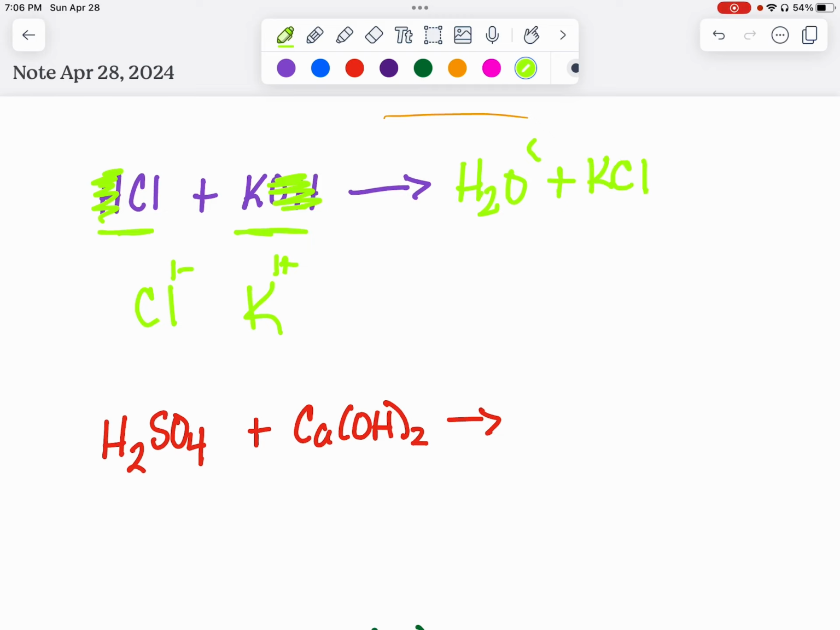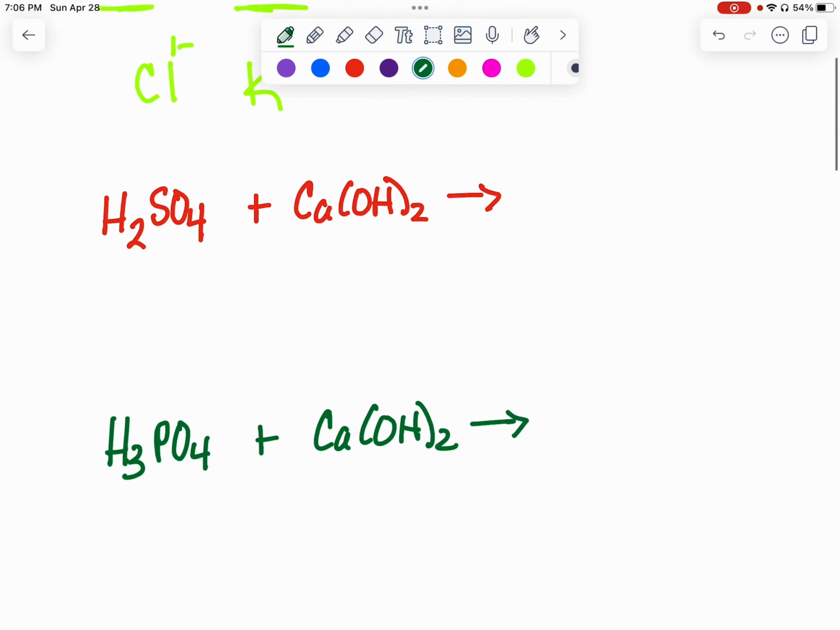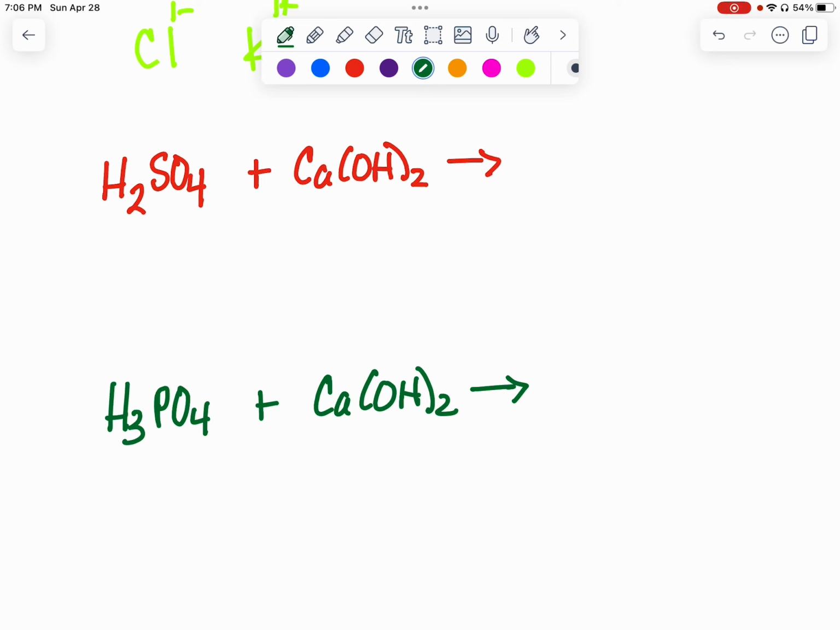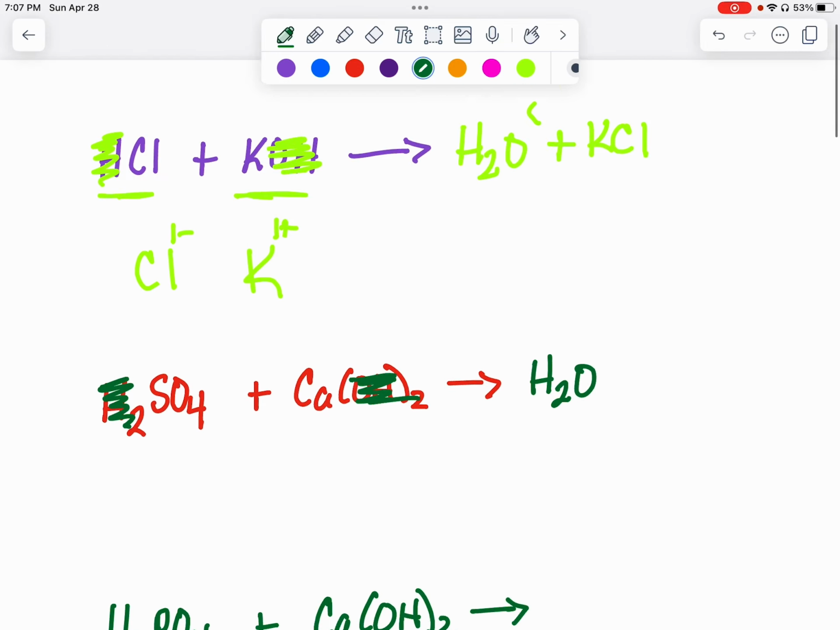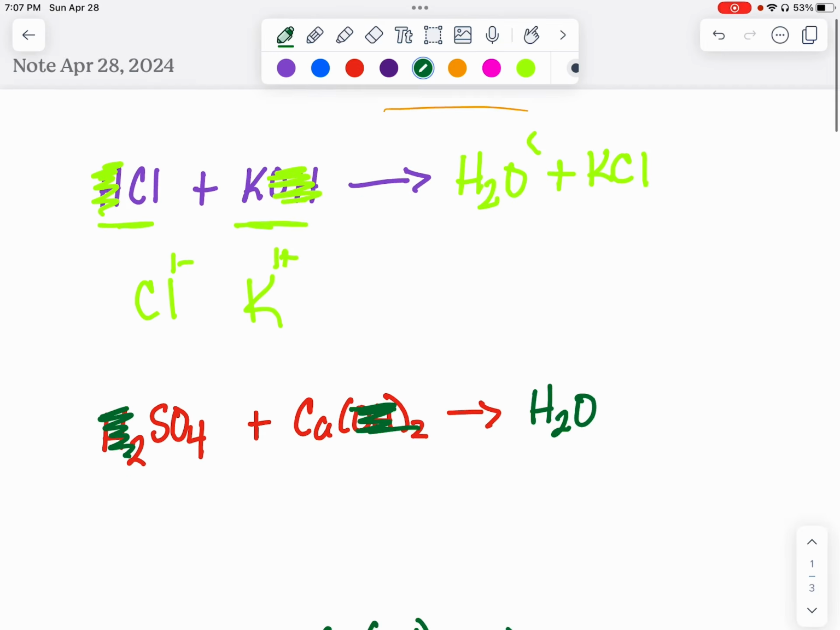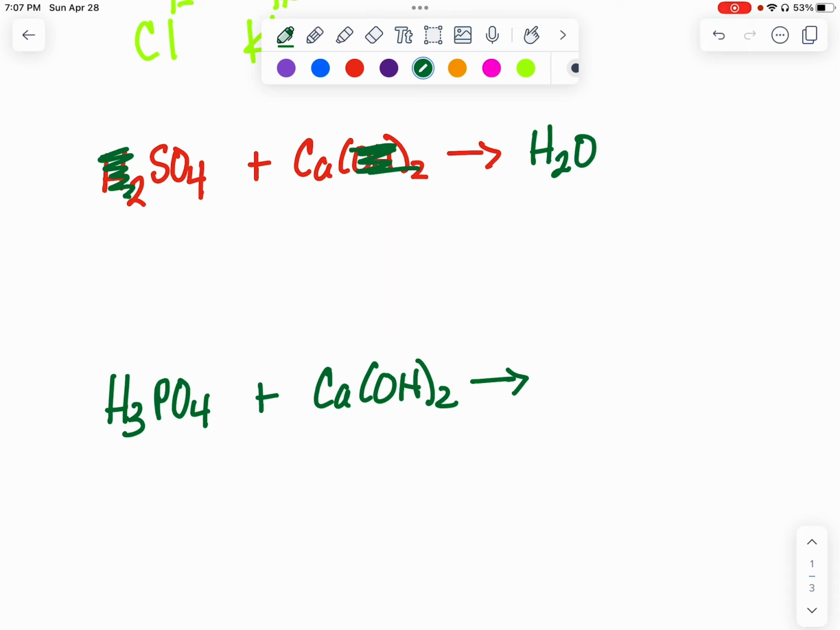That one's pretty easy. Now, let's look at one that's a little bit tougher. Again, you see the H, cross it off. You see the OH, cross it off. Don't worry about the subscripts or anything. Just know that you have water. Oh, by the way, that equation is already balanced. Okay.